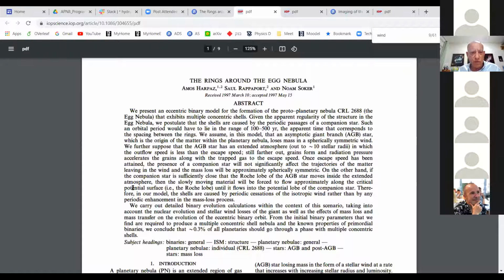And then the Roche lobe overflow, the critical potential surface, the Roche lobe flows over. So it's not the AGB star itself, but the acceleration zone of the wind that fills the Roche lobe. And this, by eccentric orbit, modulates the mass loss rate. So I'm very happy to see the great distance that we made from this first suggestion of eccentric orbits and wind acceleration zone to these very sophisticated simulations. And this is my opening, and I see that Adam has something to say. So please go ahead, Adam.